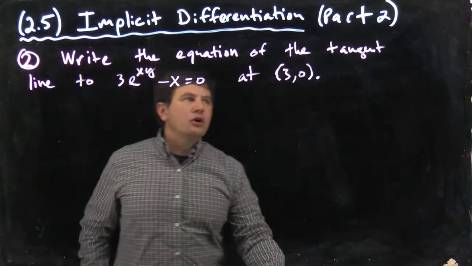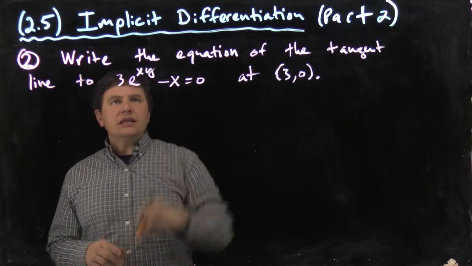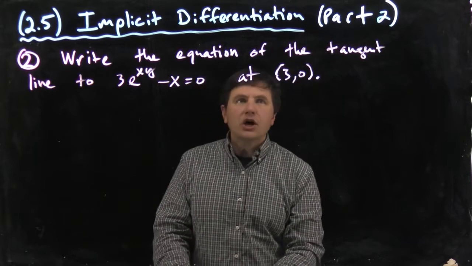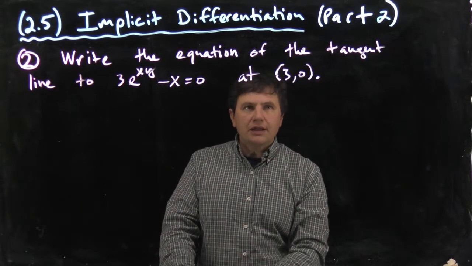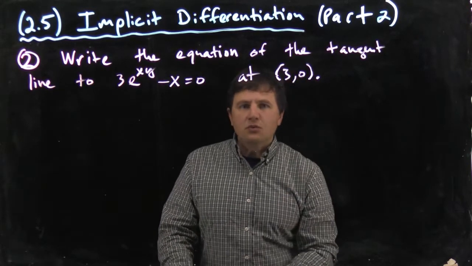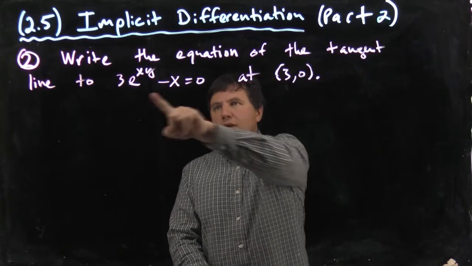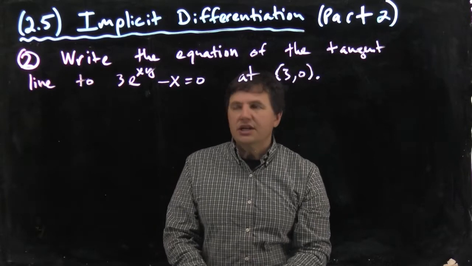Okay, so now we're going to write a tangent line. We have the equation 3e to the xy minus x equals 0. So something a little different than what I did in the first video. And we're going to find the equation of the tangent line at 3, 0. Now, here you can see we're giving you the x and y, so all we need is the slope. If they do just give you the x, remember we're going to plug that in here to solve for y, just like we would with an explicit equation.